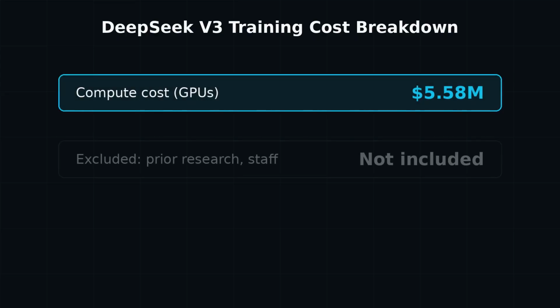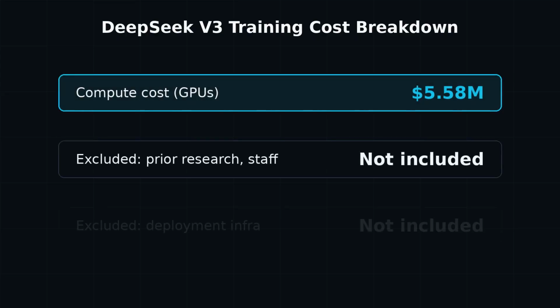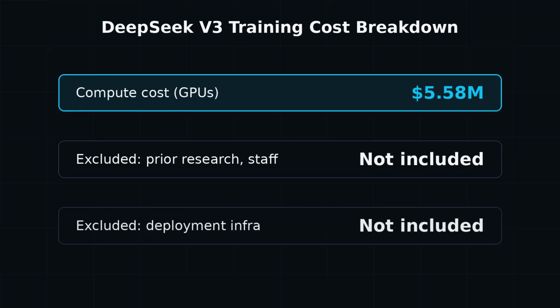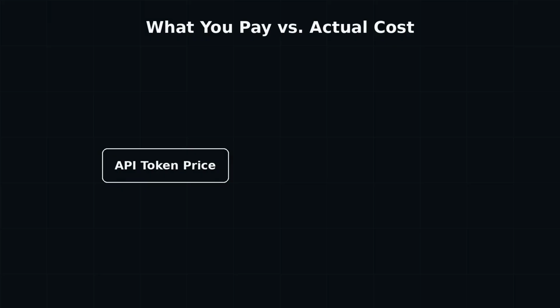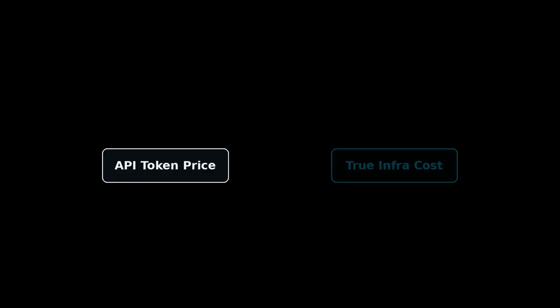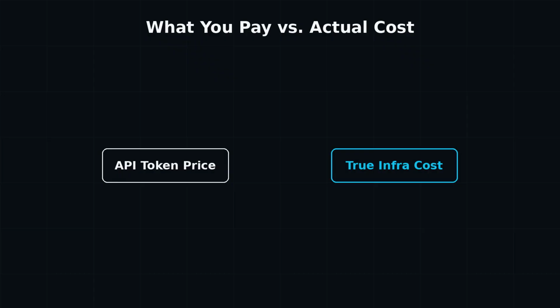Low API token prices can be misleading because they don't reflect the full cost of running a state-of-the-art model. DeepSeek's reported $5.6 million training figure, for instance, covers only the GPU compute for the final run, not years of prior research, 6-figure researcher salaries, electricity, office space, or the massive server infrastructure that serves millions of users worldwide after launch. In fact, DeepSeek itself acknowledged these omissions.